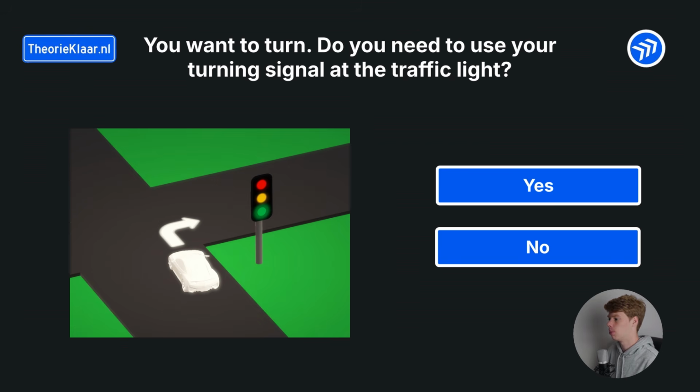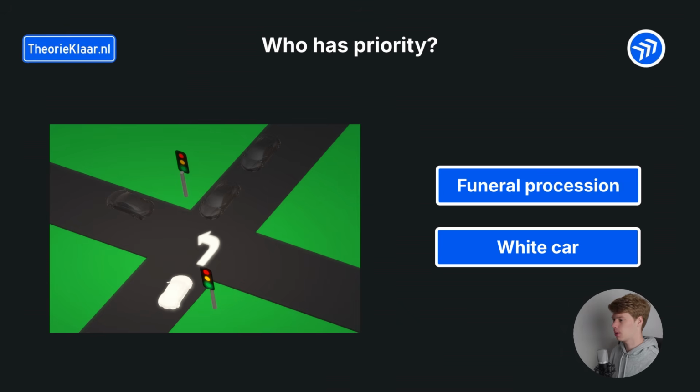You want to turn. Do you need to use the turning signal at the traffic light? Yes, that is mandatory. And who has priority? The funeral procession or the white car? In this situation, the funeral procession goes first, so you must let the entire funeral procession pass.